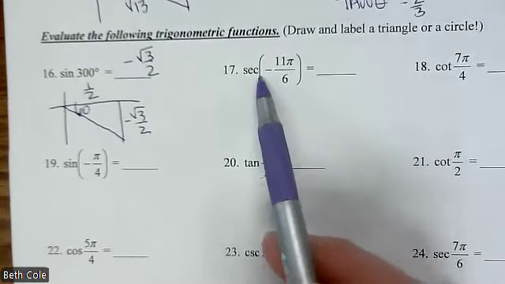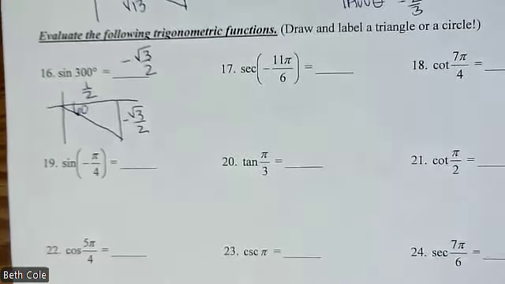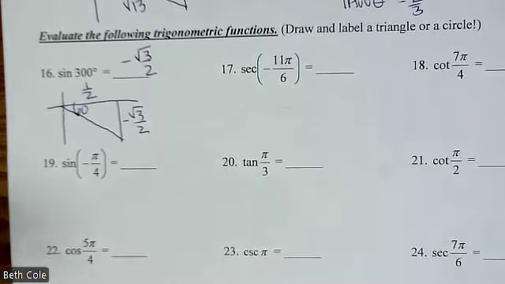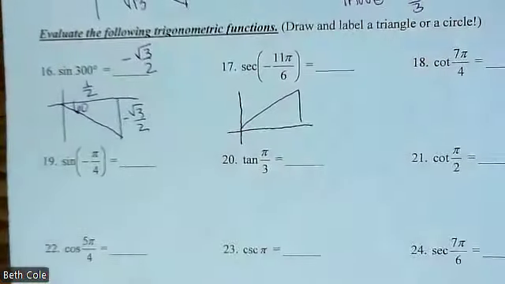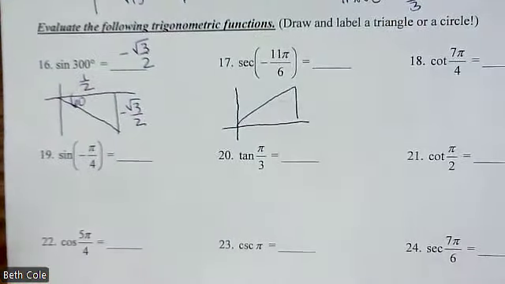So for this one, we went backwards 11 pi over 6. That's almost the whole way around. So what quadrant does that land you in? Yeah, good, because we went backwards almost the whole way.